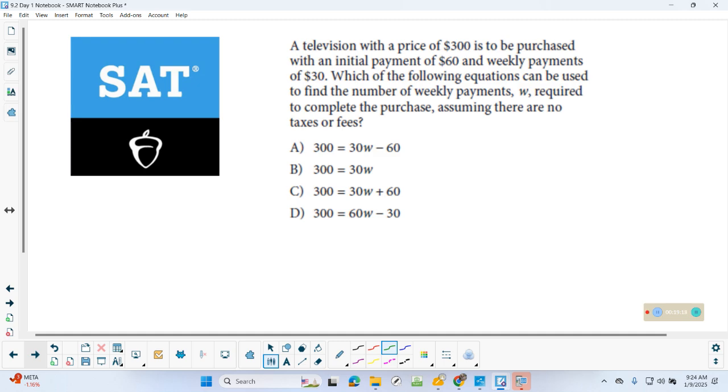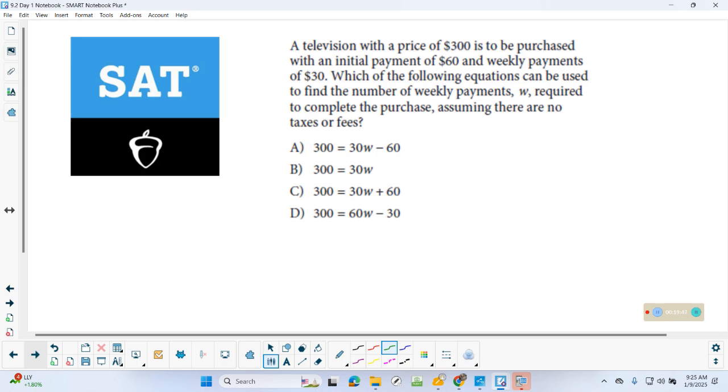Okay, this is, I swear, a super easy problem. There's no work needed. We just got to read it and pick out the equation. A television with a price of $300 is to be purchased. Okay, they all equal 300. That's not narrowing it down. Initial payment is 60. Okay, so I'm thinking B and D are maybe out. And weekly payments of 30. Which of the following equations can be used to find the number of weekly payments W required to complete the purchase, assuming there's no taxes or fees?